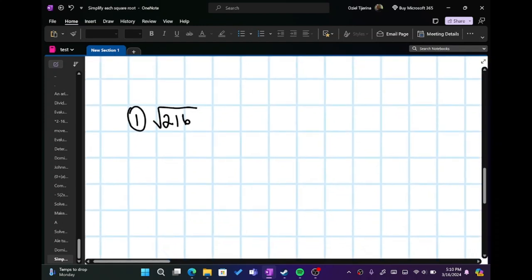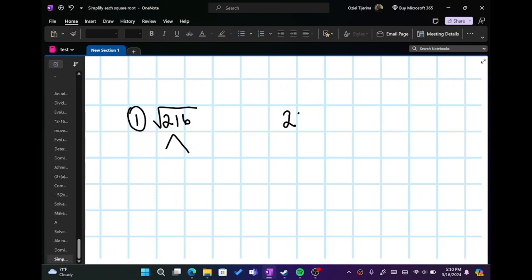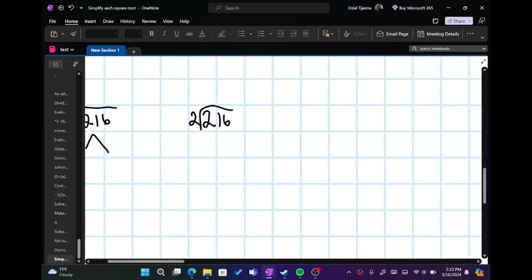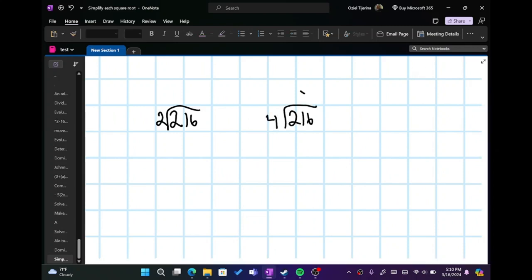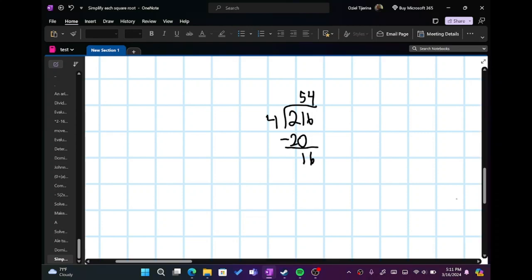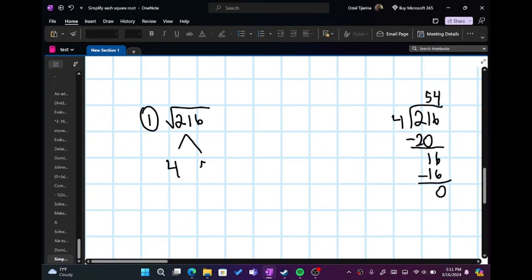So here we have the square root of 216. We want to do a factor tree. So if you think about it, we have 216. You always want to try to divide it by a number that you know the square root of. I'm going to try to see if it's divisible by 4. So 216 divided by 4, we have 5. Then 4 times 5 is 20, you subtract it out, and you get 16. And then we end up with 4 times 4, and we subtract 16 here, get 0, so we know that it's going to be 4 times 54.